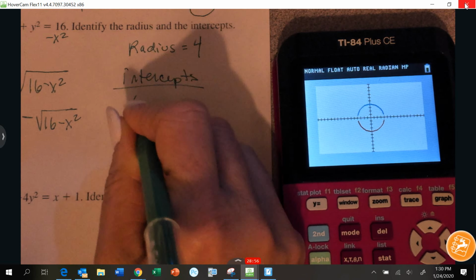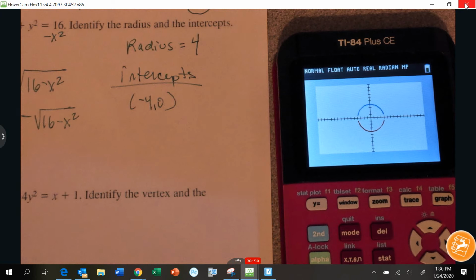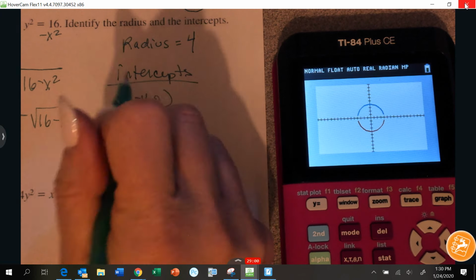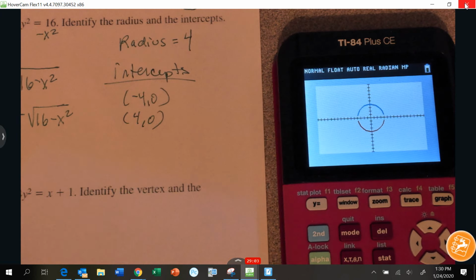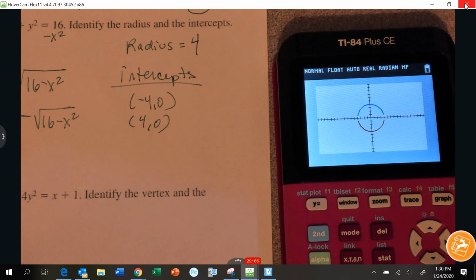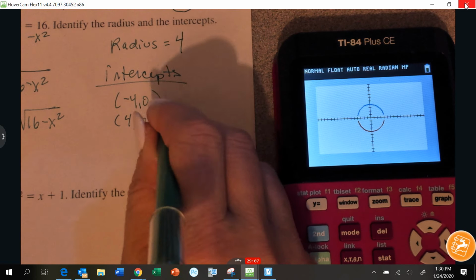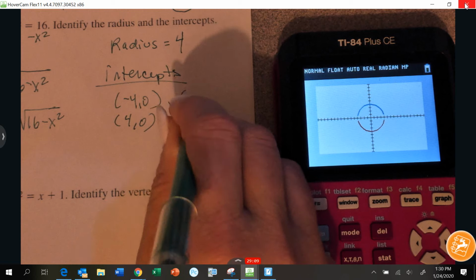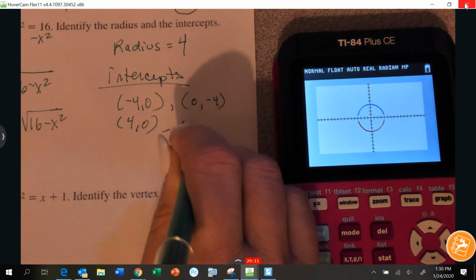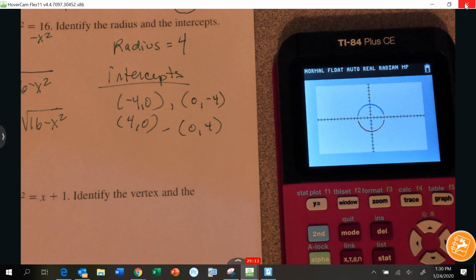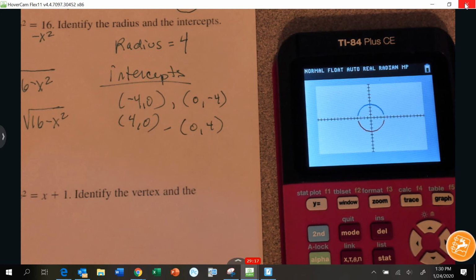Okay, so we've got negative 4, 0. There's one of them. And 4, 0. Positive 4, 0. These are the x-intercepts. Where are the y's? 0, 4, and then 0, negative 4. Right? So those would be all the intercepts. So those are the questions that you'd answer about the circle.